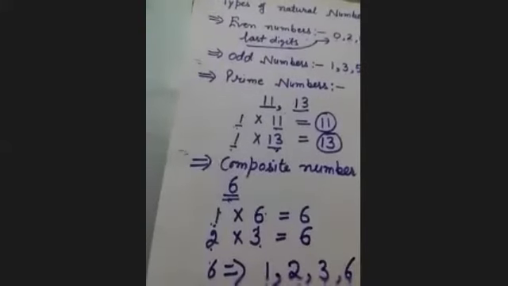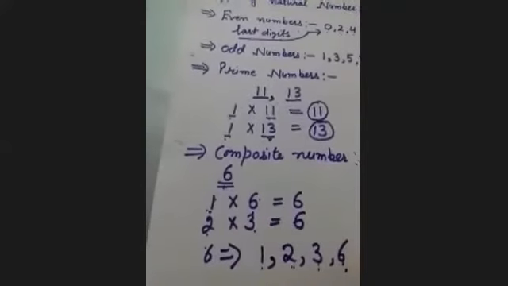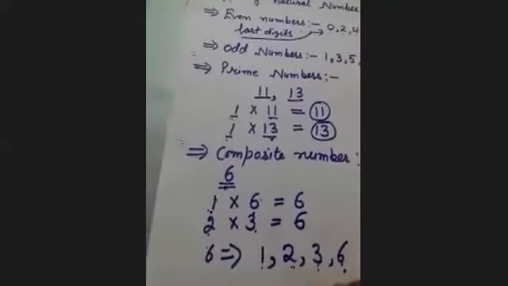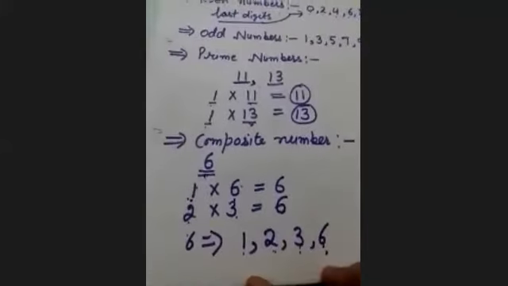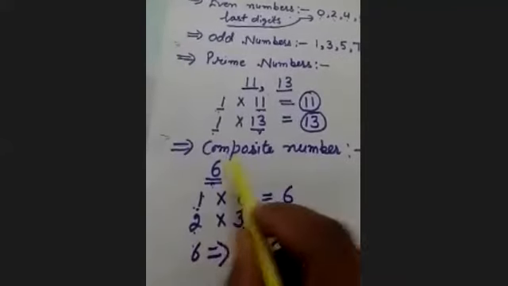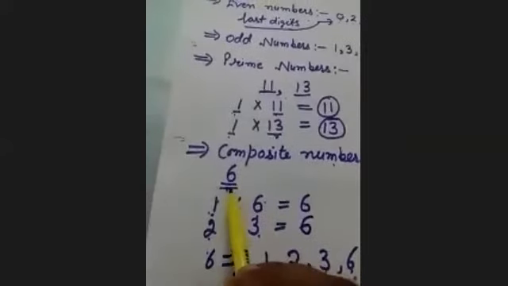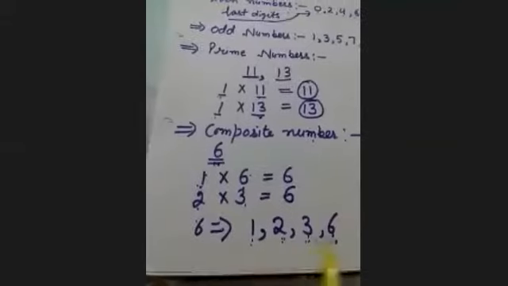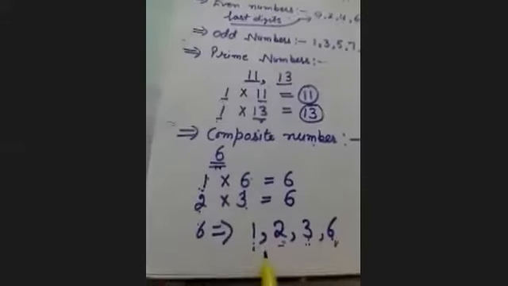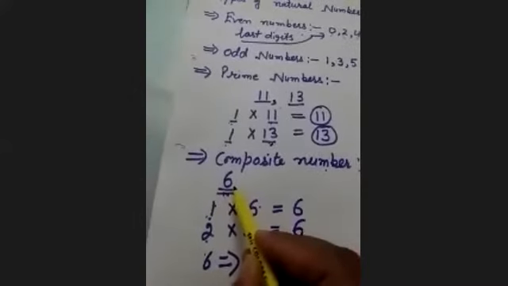Yes, friends, what are composite numbers? A natural number which has more than two factors. Every natural number which has more than two factors is known as a composite number. For example, 6. 6 is a composite number because 6 has 4 factors, more than two factors.